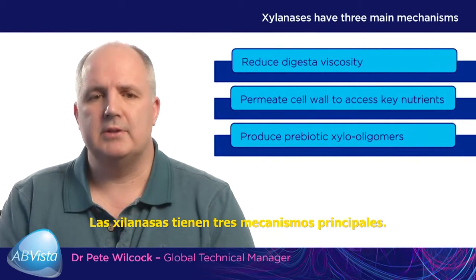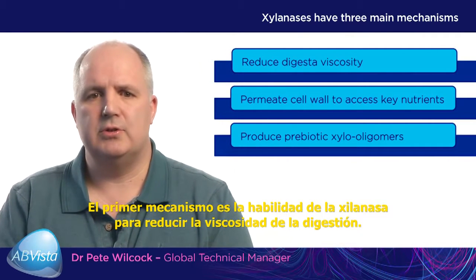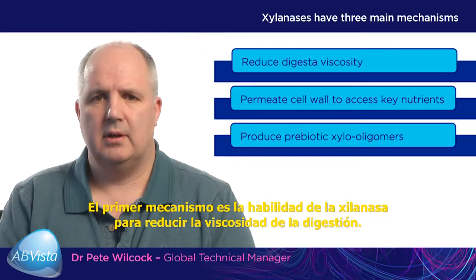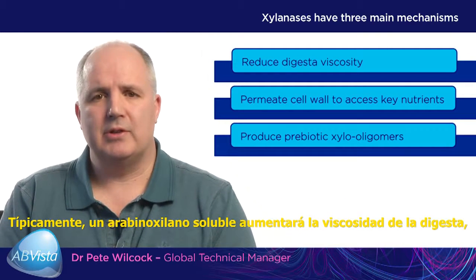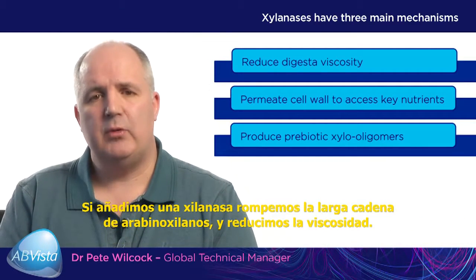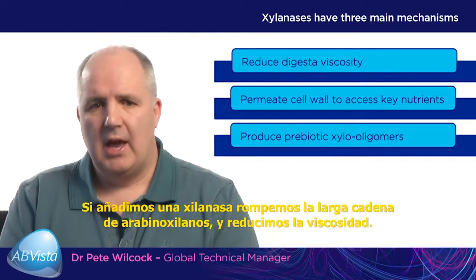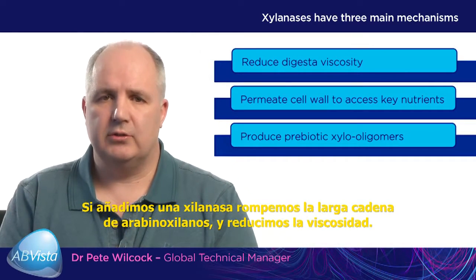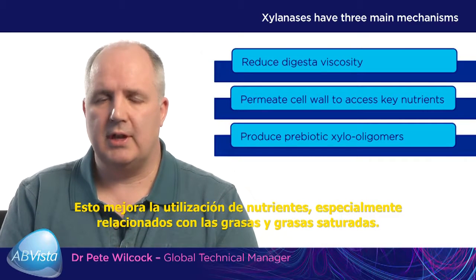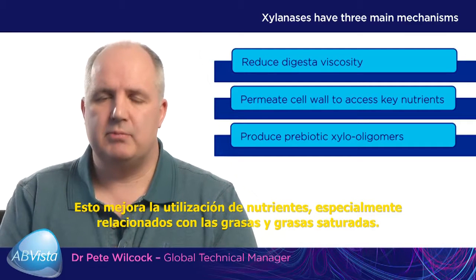Xylanases have three main mechanisms. The first mechanism is the ability of the Xylanase to reduce the digestive viscosity. Typically, a soluble Arabinoxylan will increase the digestive viscosity. This impedes nutrient utilization by the animal. If we add a Xylanase, we break down the long-chain Arabinoxylans and therefore reduce the digestive viscosity. This improves nutrient utilization, especially related to fat and specifically saturated fats.